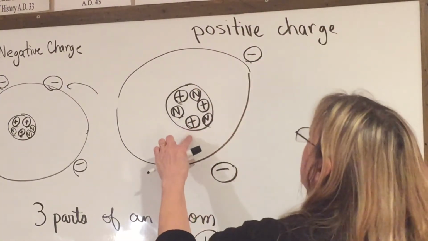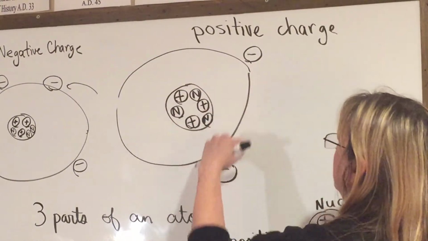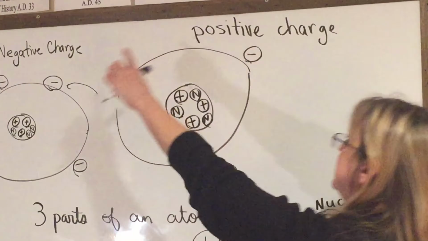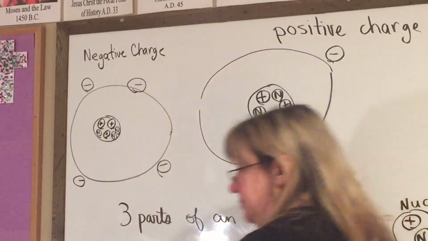Because it has more protons than it has electrons. It has 3 protons and 2 electrons. Now, so this one's positive, this one's negative, okay? Because this one got jumped over there.